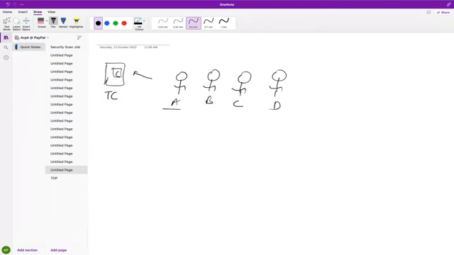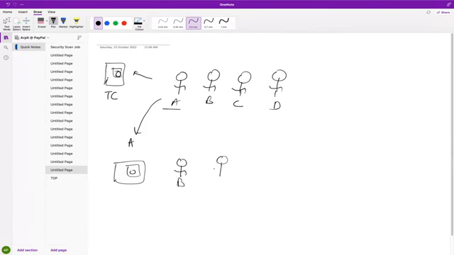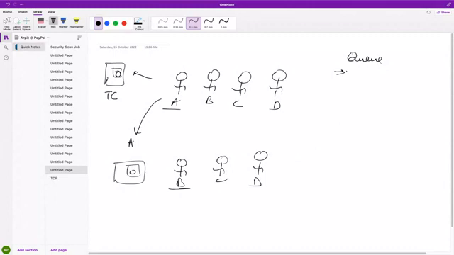Whenever the ticket counter opens, this person will be the one who first gets the ticket, and he will go out of the queue. Then only once A has got the ticket, then only B will come to the first position. Correct, guys? So you can see in a queue, you always observe one behavior.